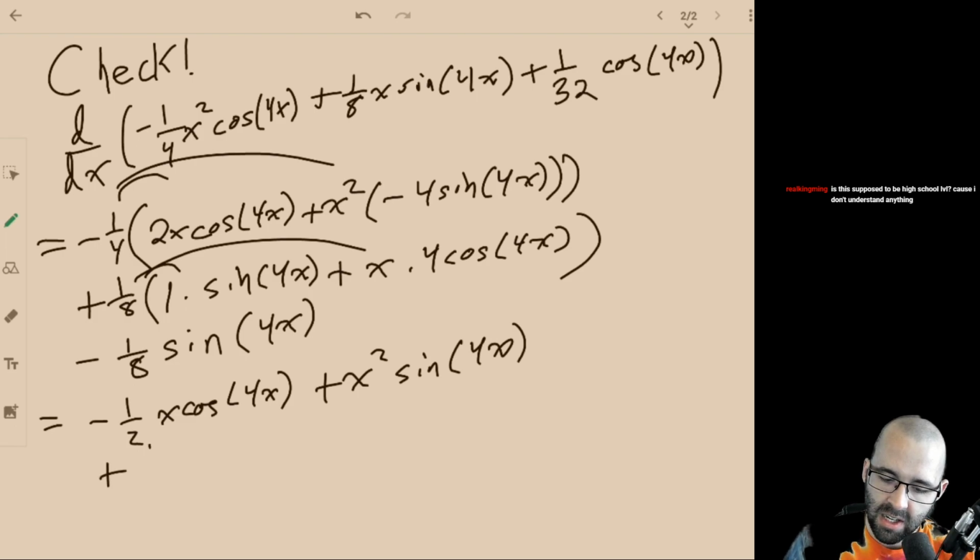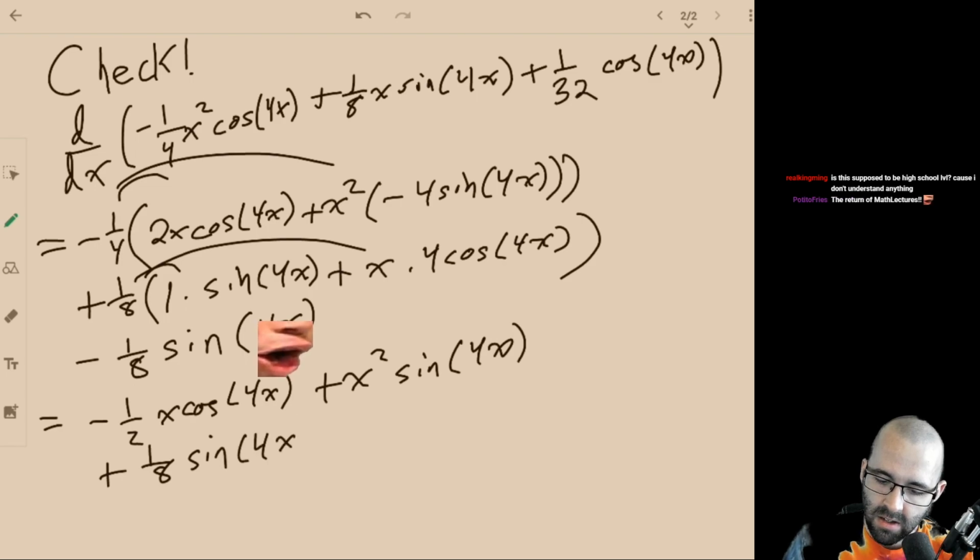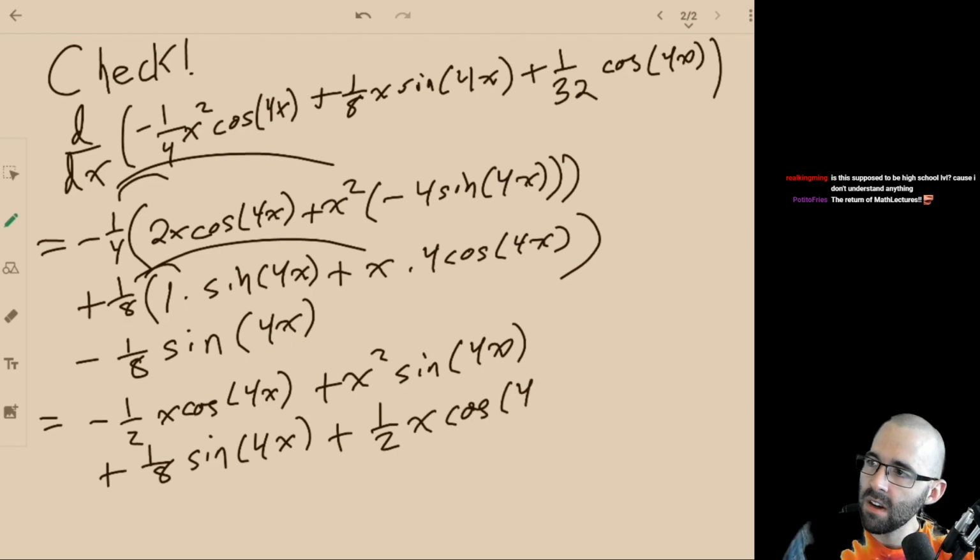That's going to be plus 1/8 sine of 4x plus 1/8 times 4 is 1/2, 1/2 x cosine of 4x. All right. And then the last term, no distributing necessary, minus 1/8 sine of 4x.